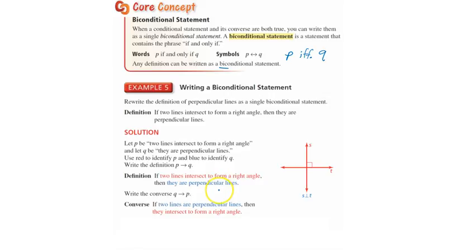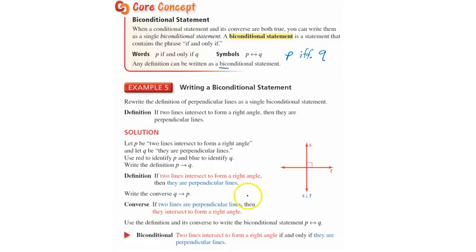And then the biconditional with this P and Q would be P if and only if Q. So two lines intersect to form a right angle if and only if they are perpendicular lines. And so that statement by itself includes both the original conditional and the converse.